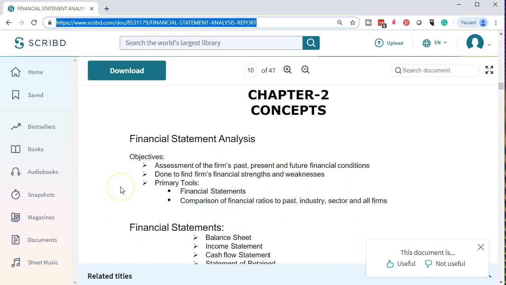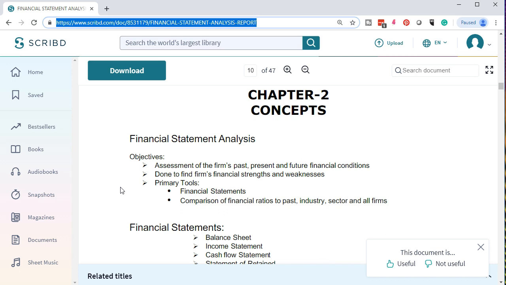We'll read over some of the concepts here because this should relate to our topic. We're going to have the financial statement analysis objectives: assessment of the firm's past, present, and future financial conditions. That's what the analysis is, done to find the firm's financial strengths and weaknesses. That's what we're looking for with this type of analysis. Primary tools: the financial statements, and the comparison of financial ratios to past, industry sector, and all firms.